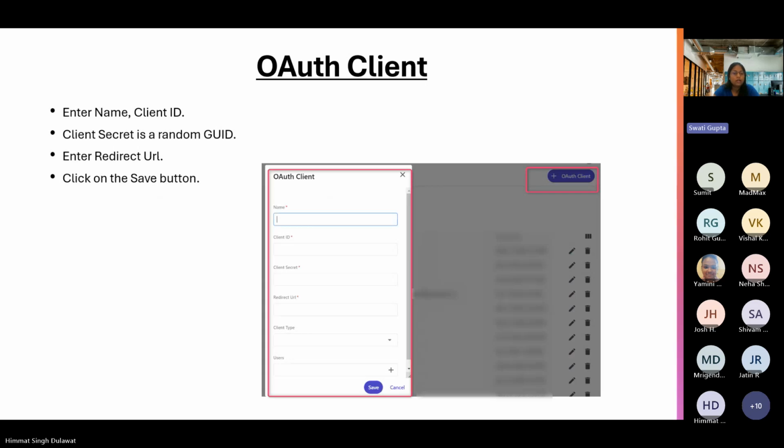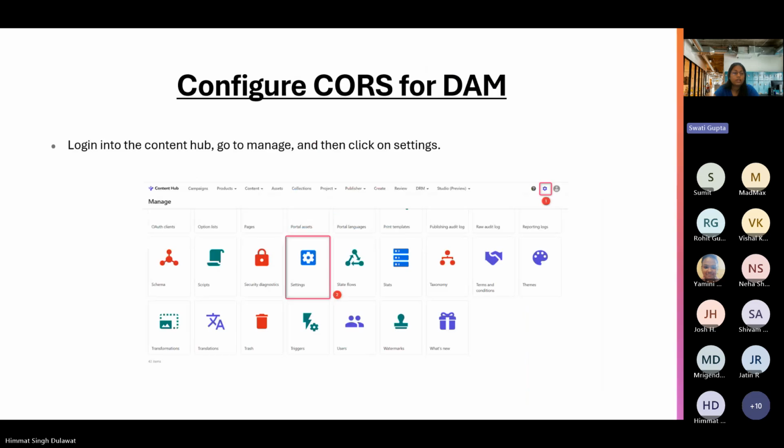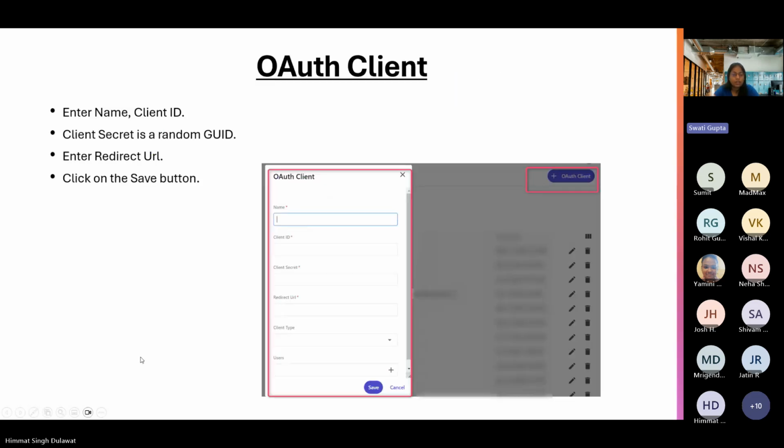Once you mention the client secret, in the next text box we have the redirect URL. In the redirect URL, you need to mention the Sitecore URL here. Once you mention the Sitecore URL, click on the save button. Once you save, it will create your OAuth client, and you need to remember this client ID and the secret. You can note them somewhere in your notepad, as they are going to be used in the next steps.